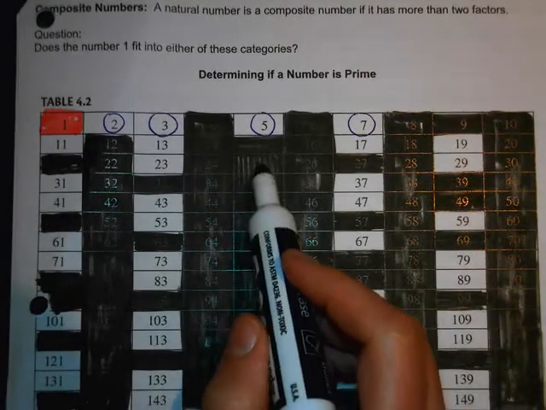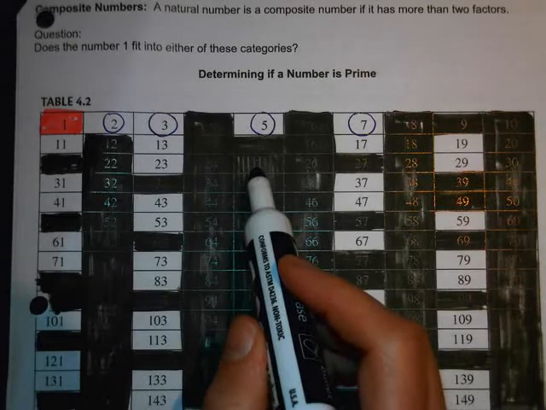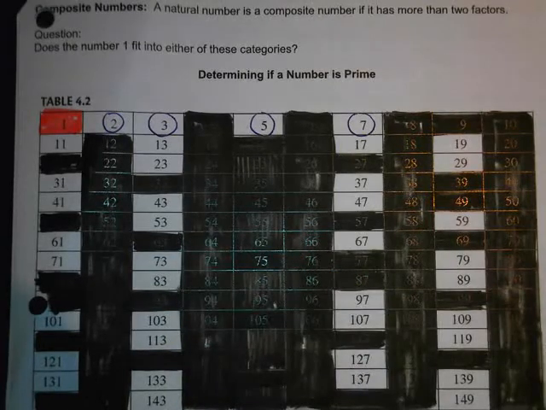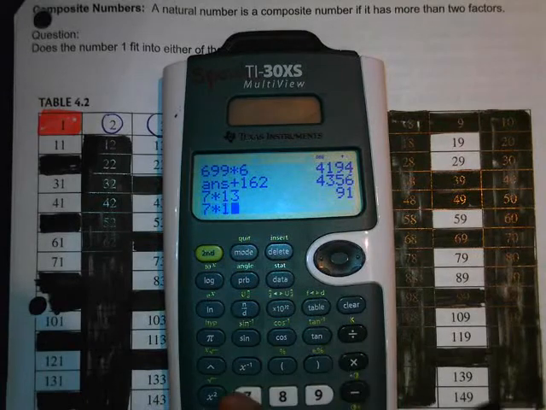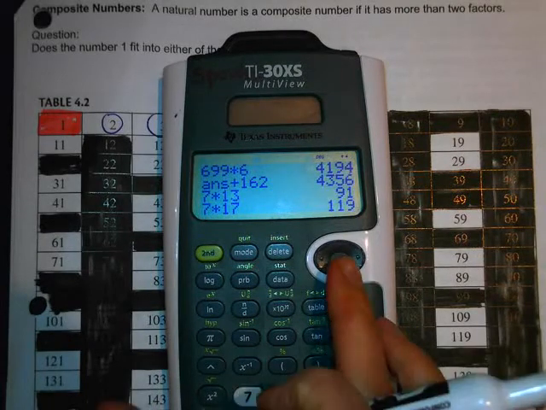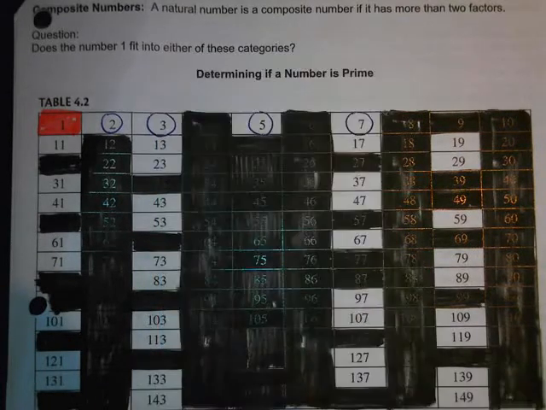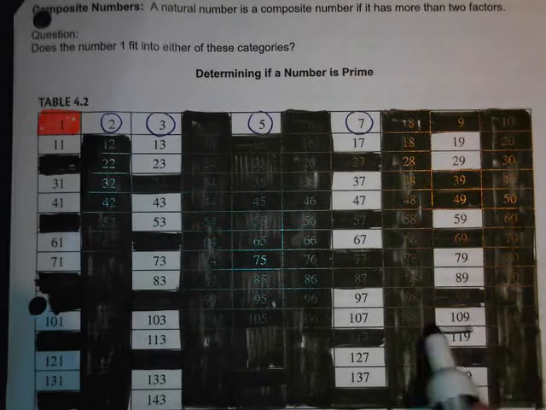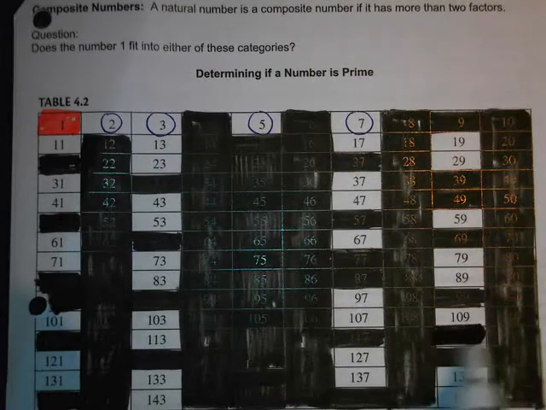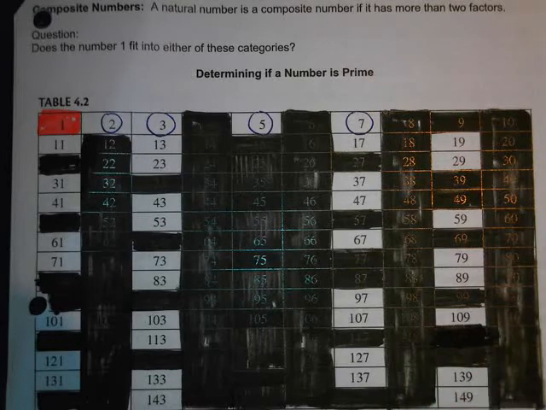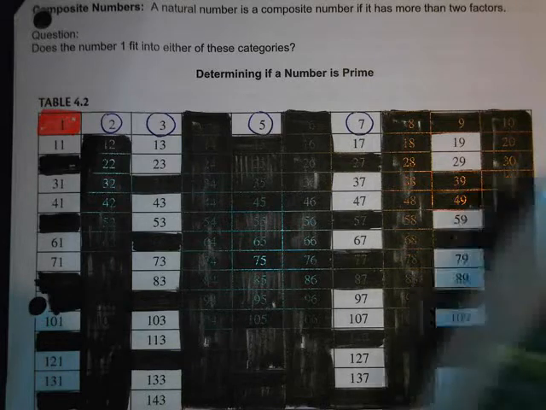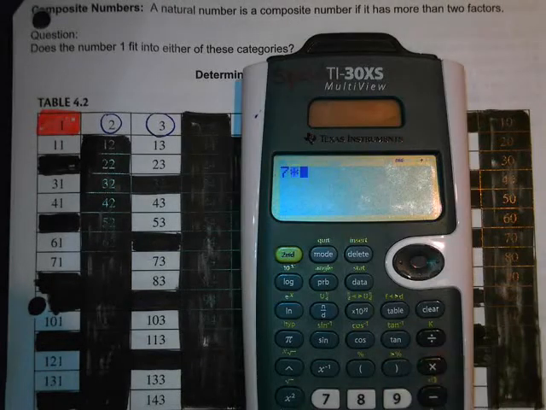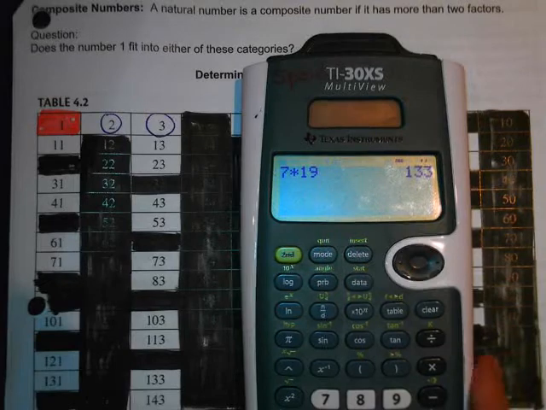7 times 16 I've crossed off because I crossed off all the evens. So 7 times 17 I haven't done yet. So I need to cross off 119. That's 7 times 17. 7 times 18 I've crossed off because I crossed off all the evens. 7 times 19, I don't think I've done that one yet. That's 133. So let's cross that off.